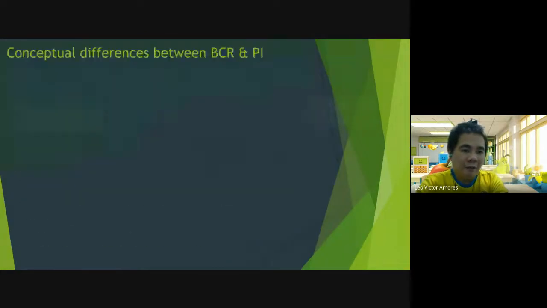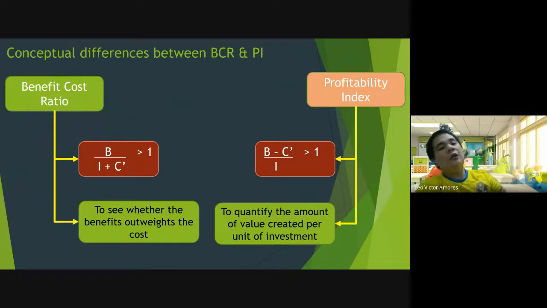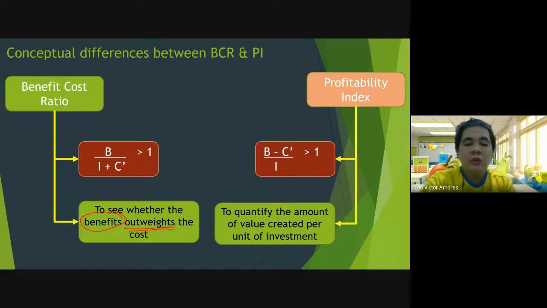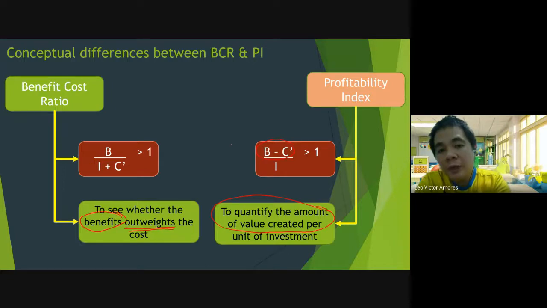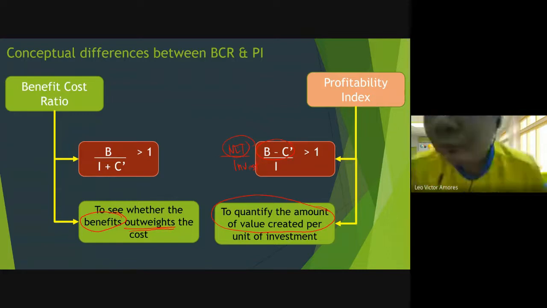Profitability index, the difference between the two. With benefit cost ratio, you are looking only at whether your benefit outweighs your cost. With profitability index, you are trying to quantify the amount of value created per unit of investment. This is your net per year divided by your investment. So you can see what its value is. When you compare the two, which is better? Anybody?